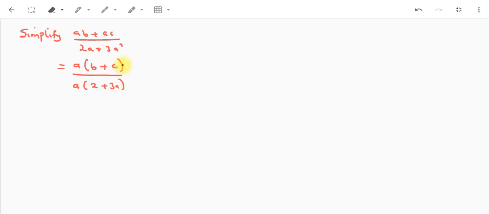Why do I have an extra A here? Because A here was squared. If I take 1 here, 1 has to be left inside. From this space, this A can cancel this A. The final answer can be B plus C over 2 plus 3A. Alright, very, very easy. So it's all about factorizing.